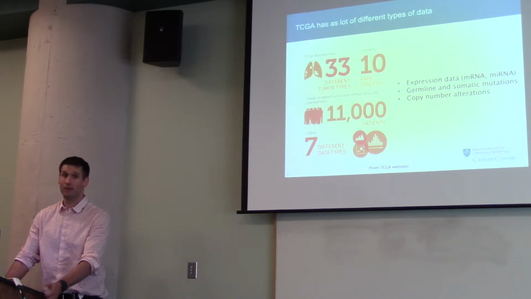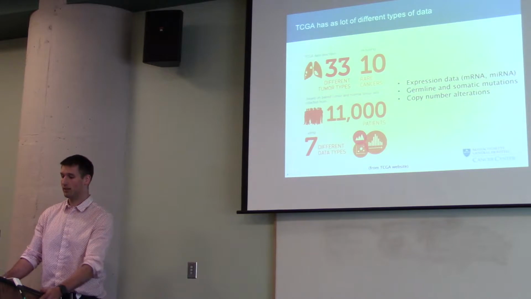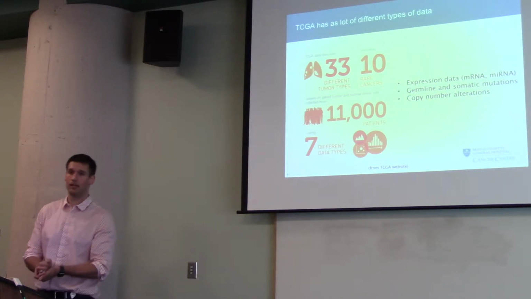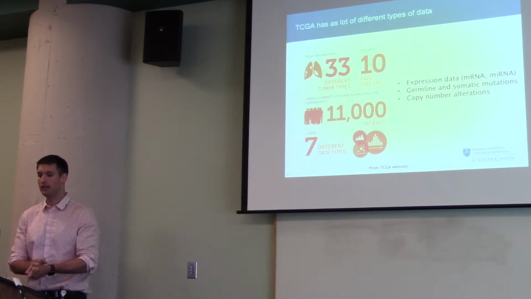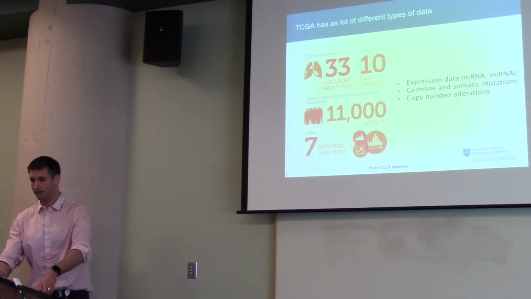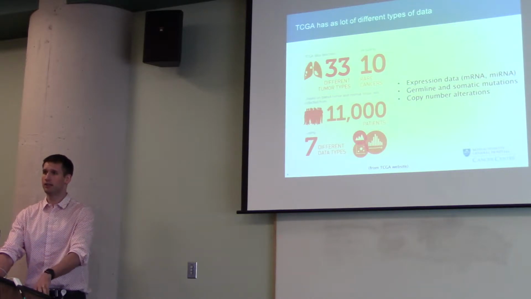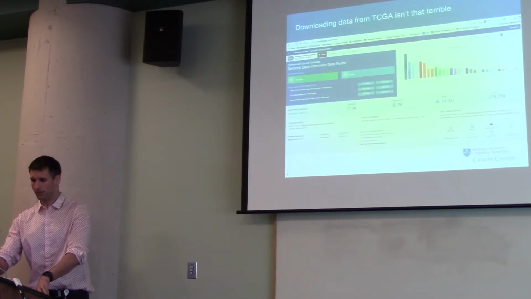There's over 11,000 patients of data there, and then 7 different data types, so including expression data like messenger RNA and microRNA, germline and somatic mutation calling, and copy number alterations. Has anybody downloaded data from TCGA before? All right, great. So we're going to do that.